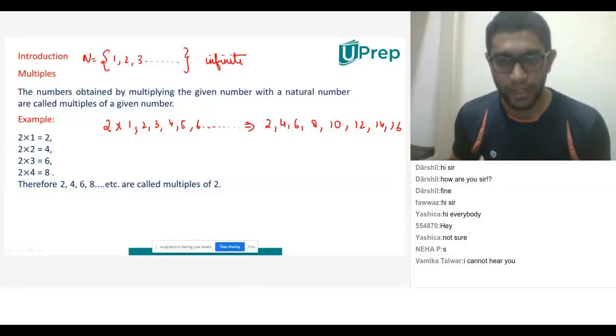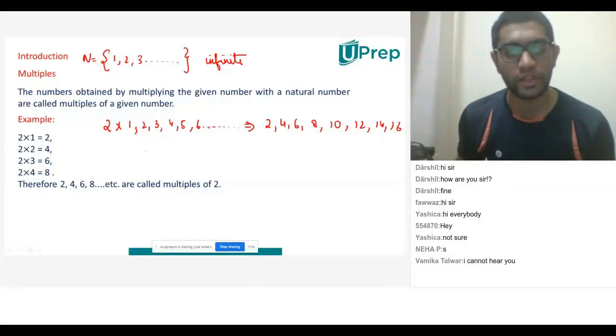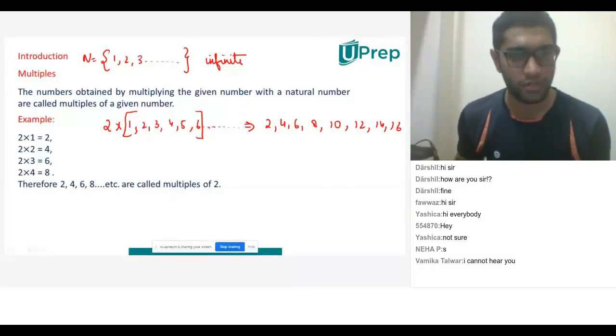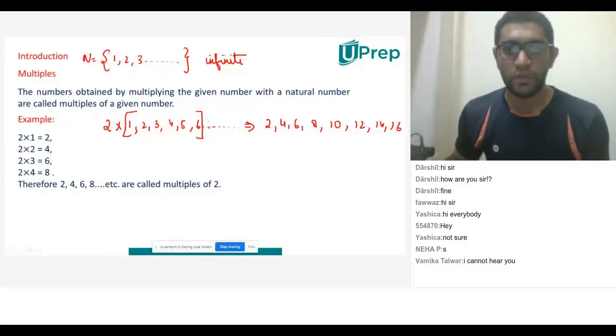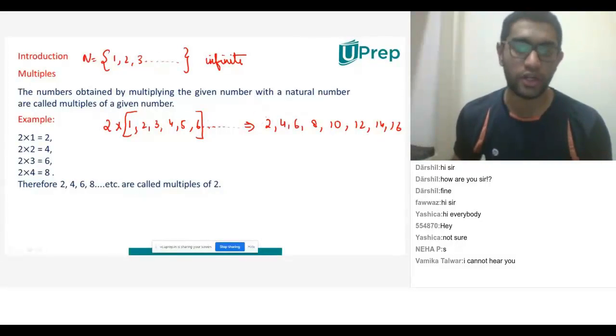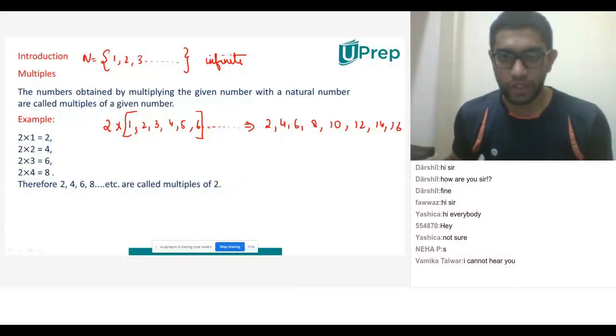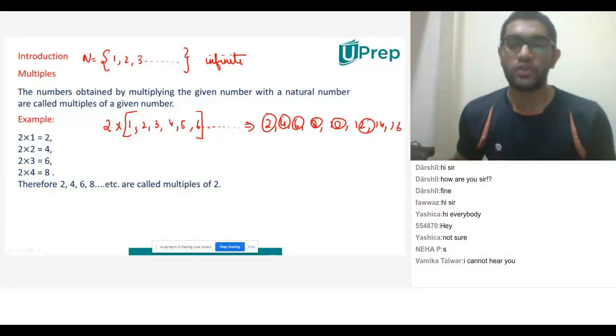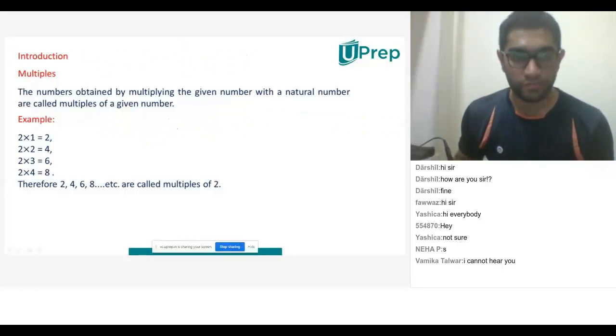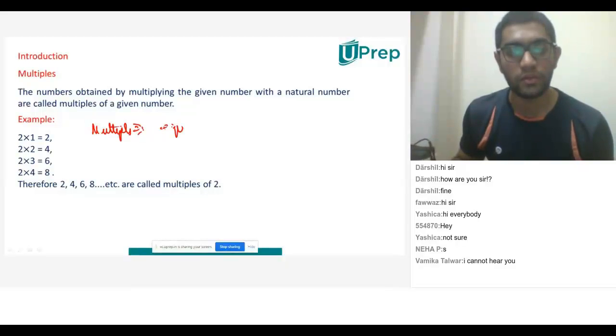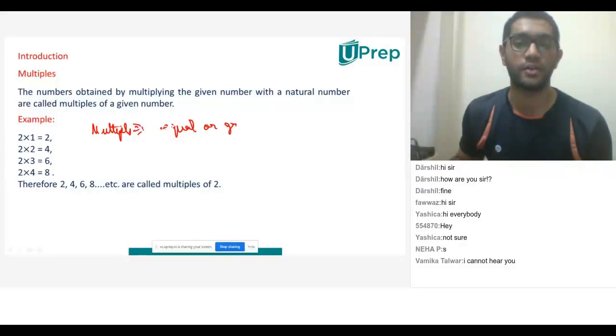I'll clear it. So basically, when any number is multiplied by another natural number, look, what are we multiplying it by? I took random natural numbers 1, 2, 3, 4, 5, 6. When I multiply it by these numbers, what is the product that I get? 2, 4, 6, 8, 10, etc. Now, all these numbers are nothing but the multiples of 2. So what is the first observation that we draw? All the multiples of a number are always equal to the number or greater than the number.